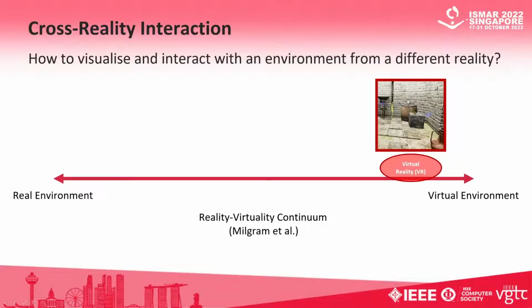So this work deals with cross-reality interaction, and in contrary to traditional interaction techniques, which focus on a single point of the reality-virtuality continuum, we focus on interactions that happen across this continuum. So one of these problems is how to visualize and interact with an environment from a different reality. So how can, for example, an external user or an augmented reality user interact and visualize a completely virtual environment?